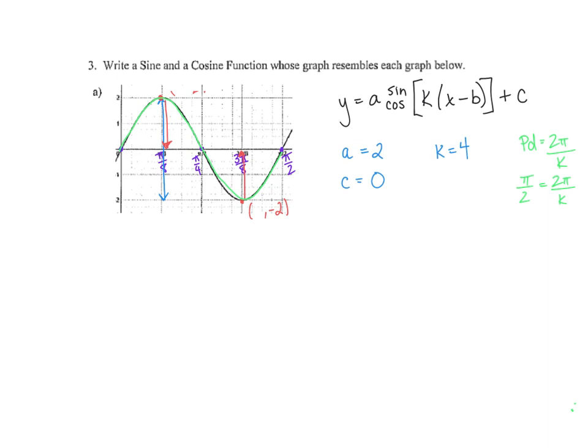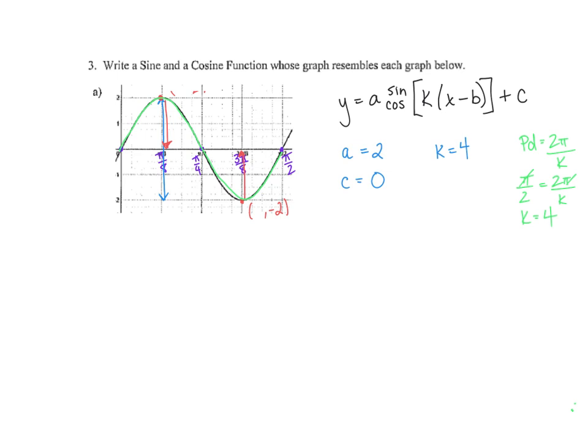Rearrange. My pi's will divide out. I'm going to multiply by the 2, and I get that k equals 4. So again, you can think about it in more than one way. I would not need to see what I have written there in green, okay? But that's kind of the math behind it.